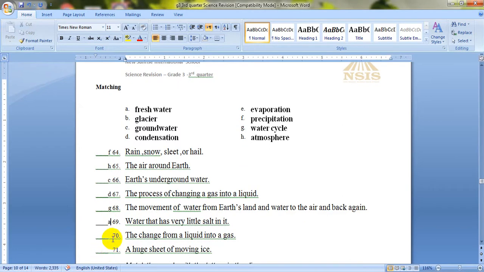The next one, 70. The change from a liquid into a gas. The water will change into water vapor. Which process is that? It is evaporation, which is letter E. The next one, 71. A huge sheet of moving ice. Which makes this? It's a glacier, which is letter B.